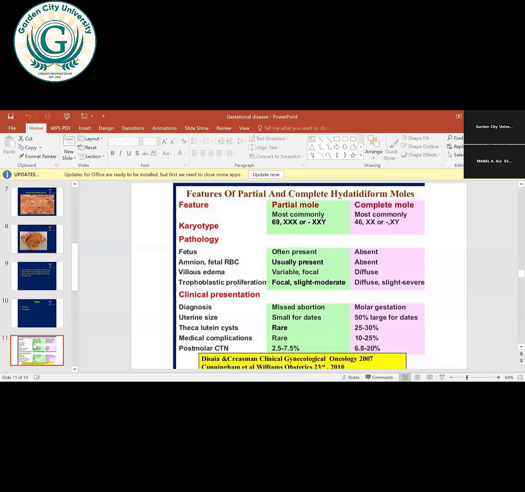Sister, that's all. Thank you very much. So we have been given the features for the partial hydatidiform mole and the complete hydatidiform mole. Those are the features.